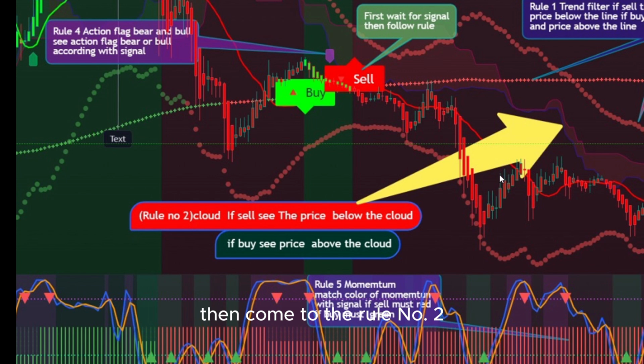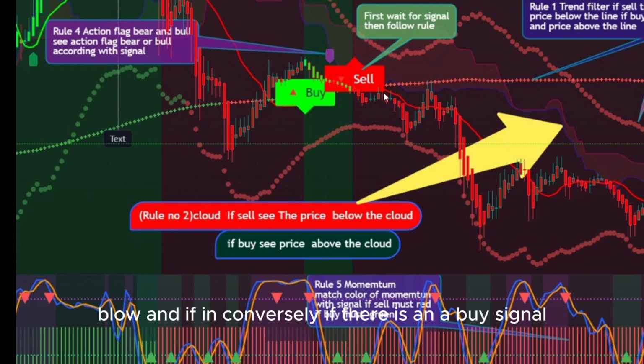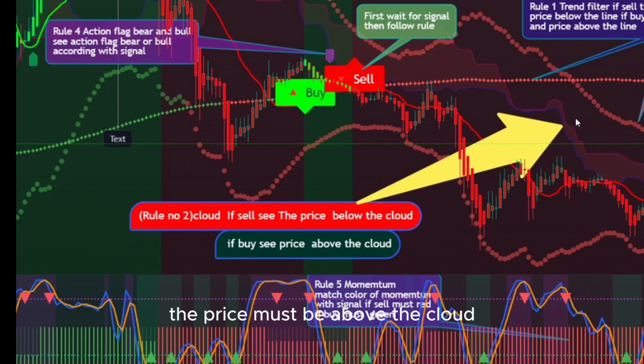Then come to rule number 2. You see that in the chart there is a cloud area, a shaded area. When there is a sell signal, the price must be below the cloud. And conversely, if there is a buy signal, the price must be above the cloud. Then you follow the third rule.